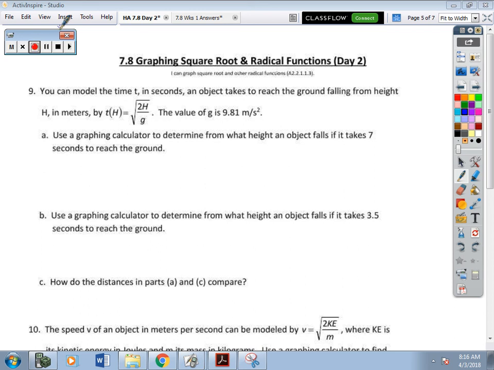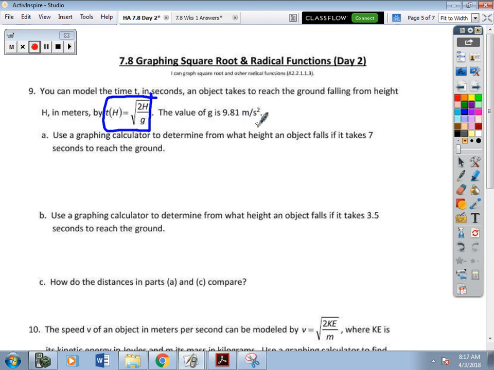Alright, so we have a word problem. They do give us the equation, which does make it a little bit nicer. You can model the time t in seconds an object takes to reach the ground, falling from a height of h in meters by this square root function. The value of g, which is gravity, is 9.81 meters per second squared.